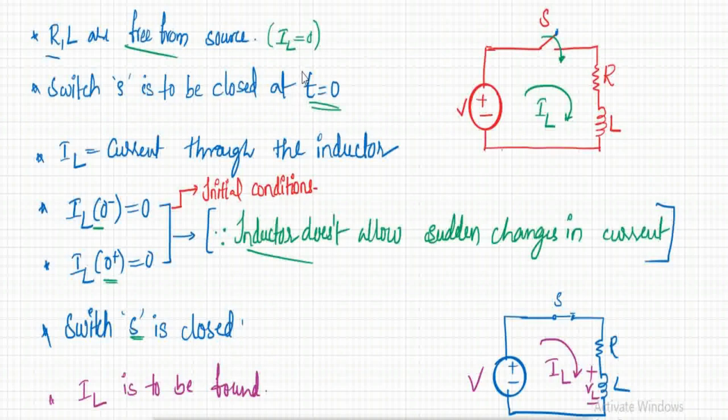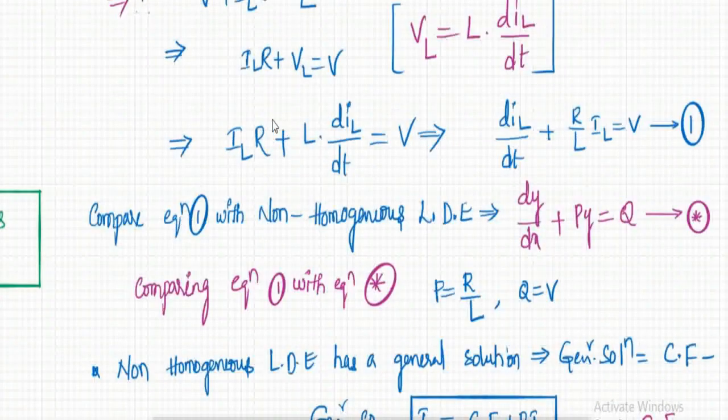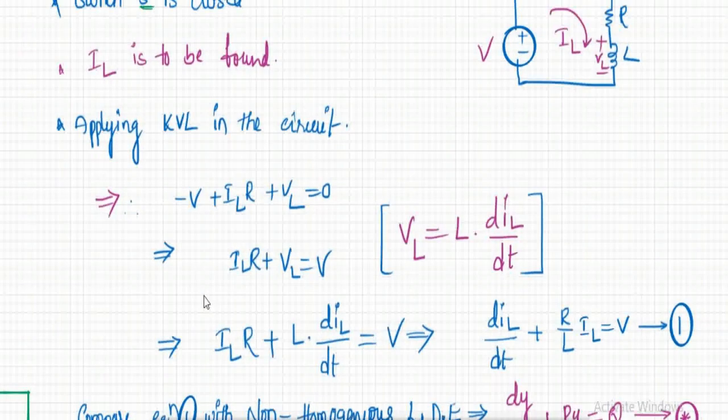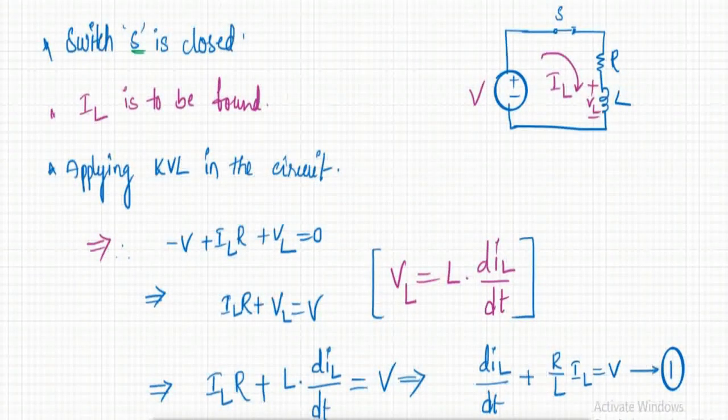For that we are going to apply KVL, Kirchhoff's voltage law, to the circuit. It will be minus V plus IL into R plus the voltage across the inductor VL equal to 0. Rearranging, IL into R plus VL equal to V. We know that the voltage across the inductor is L into dIL by dt, so we get a differential term. Substituting VL, the expression becomes IL into R plus L into dIL by dt equal to V.